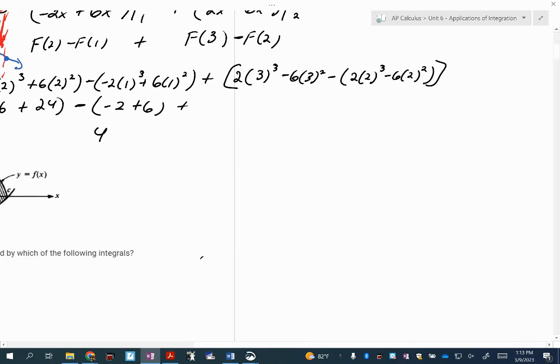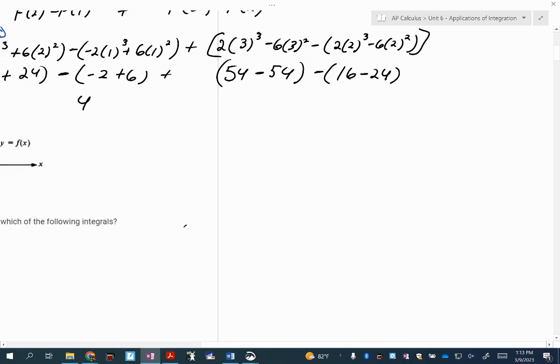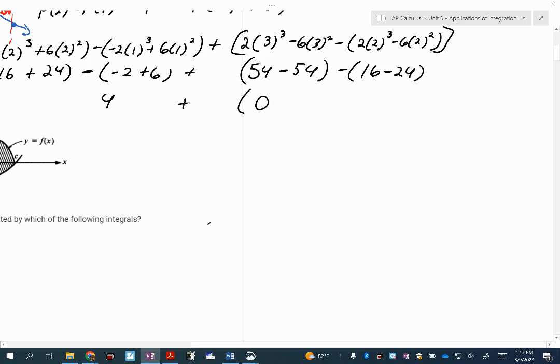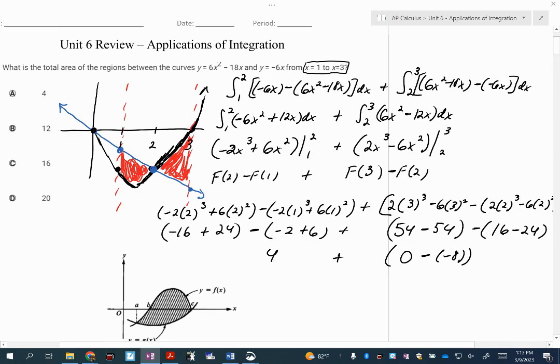Plus, that's going to be 3 cubed, 27 times 2 is 54. Minus 3 squared is 9 times 6. That's 54. That's going to be 0. Minus 2 cubed is 8 times 2 is 16. 2 squared is 4 minus 24. So that's going to be plus 0 minus 16 minus 24, which is going to be a negative 8. So that's going to be 0 plus 8. 4 plus 8 is going to be 12.